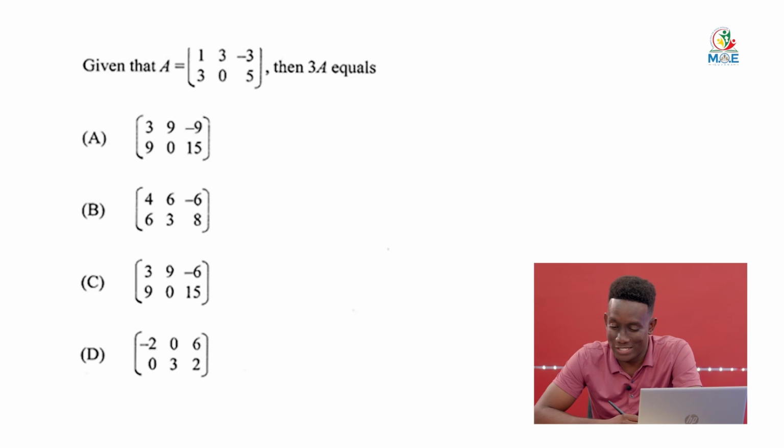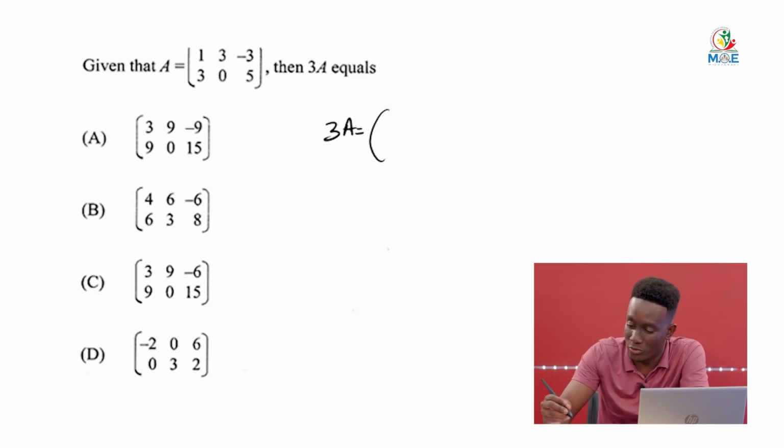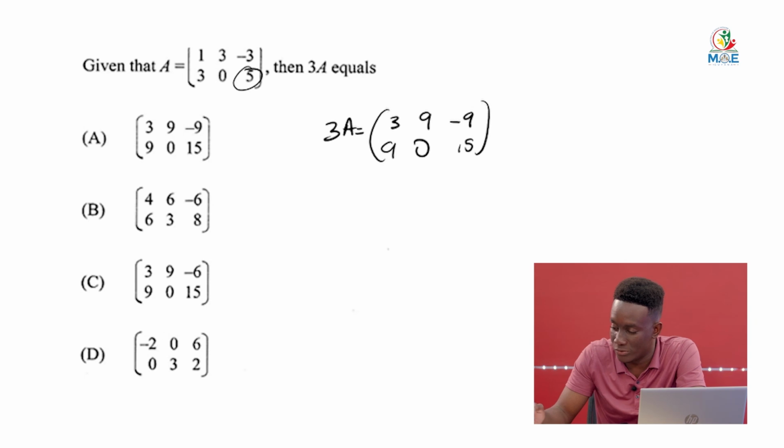This question says, given that A is equal to 1, 3, -3, 3, 0, 5, then 3A equals. 3A would simply be 3 multiplied by every element in this matrix. So 3 multiplied by 1 is 3. 3 multiplied by 3 is 9. 3 multiplied by -3 is -9. 3 multiplied by this 3 is 9. 3 multiplied by 0 is 0. 3 multiplied by 5 is 15. So it's 3, 9, -9, 9, 0, 15.